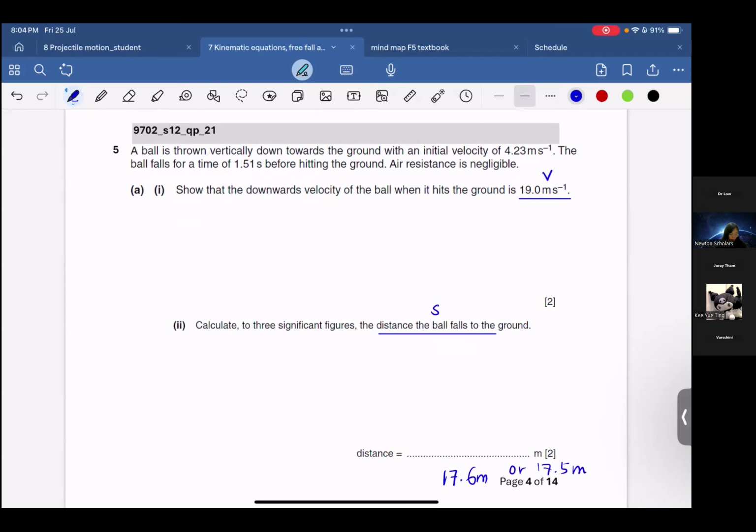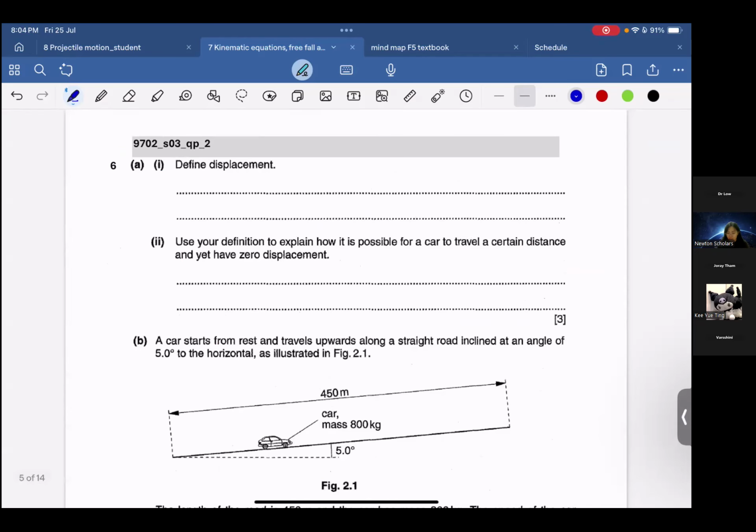Then we are going to proceed to page number 5. Is it okay? Write down the final answer. You complete the questions. Okay, next. So, next here. Define displacement.